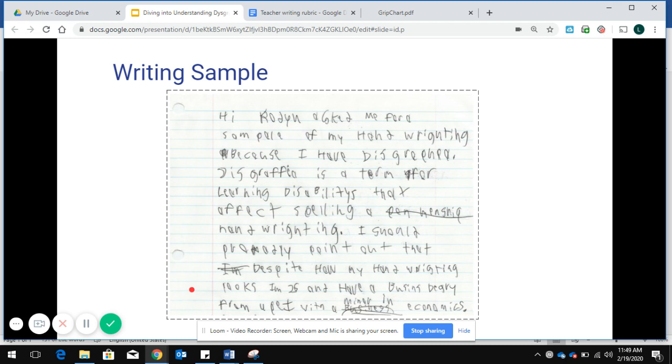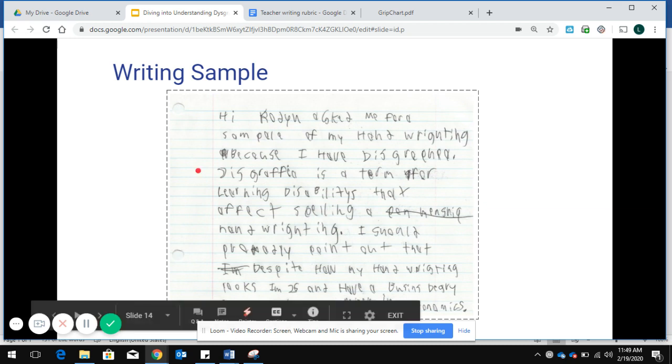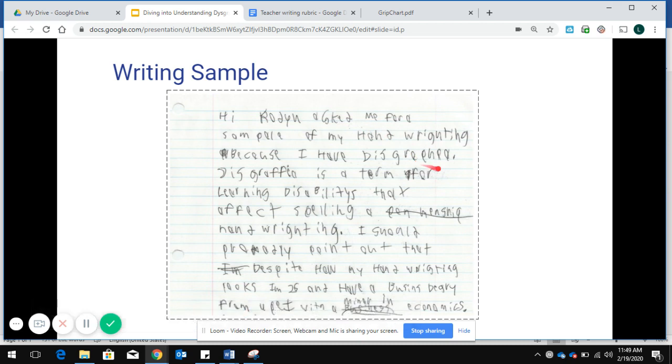Like dyslexia, dysgraphia is a lifelong condition. And that's why it's very important to continue providing students with accommodations after treatment. Look at this writing sample. Student is 26 years old and he continues to struggle with handwriting. So that's why we need to continue providing students with accommodations.